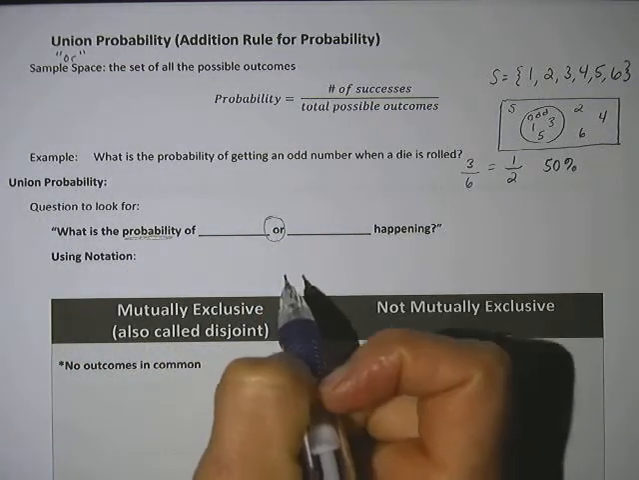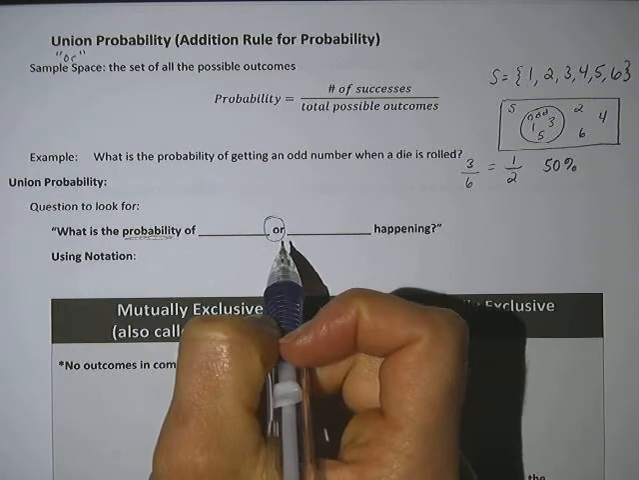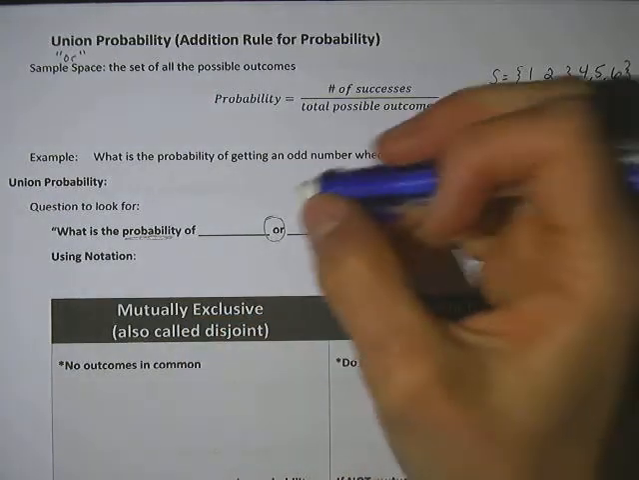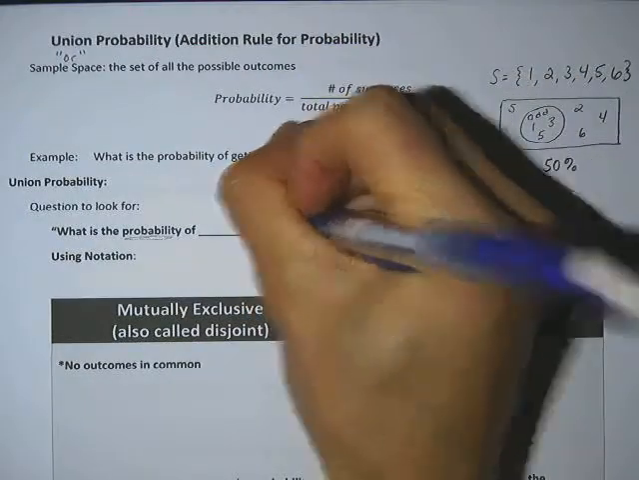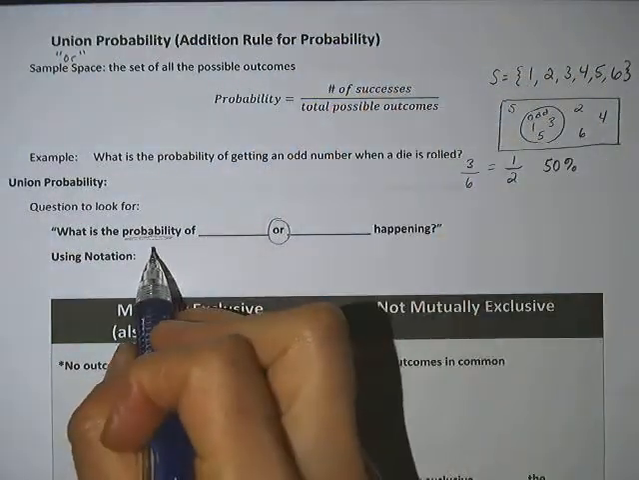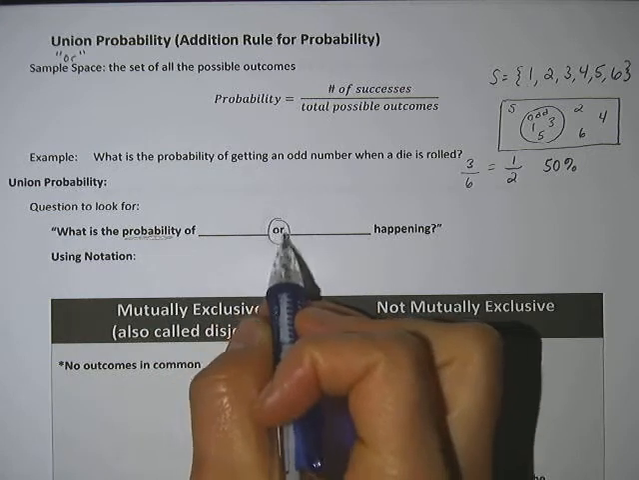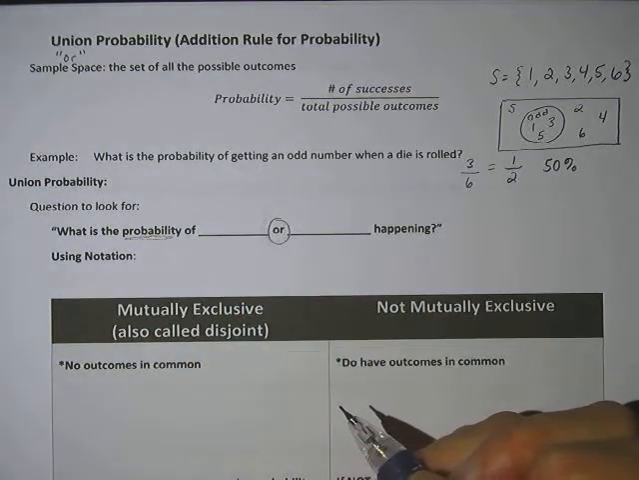Okay. Now, keep in mind that we do use the word "or" in everyday language. So just because a sentence has the word "or" in it does not guarantee it's a union. It has to say it kind of like this: what is the probability of this or that happening? Okay. And so just keep that in mind.